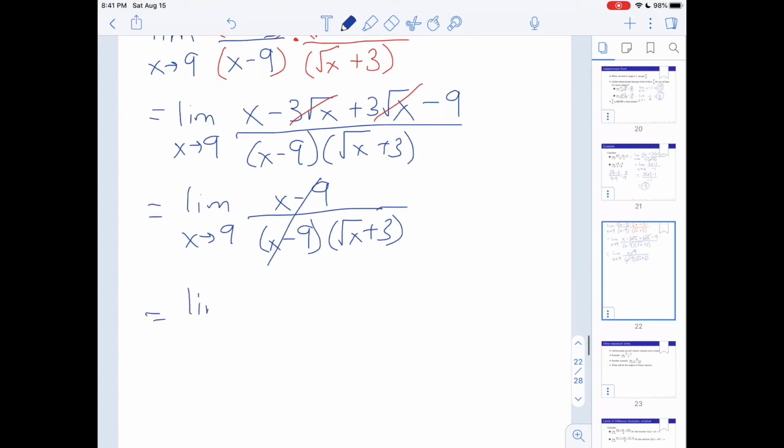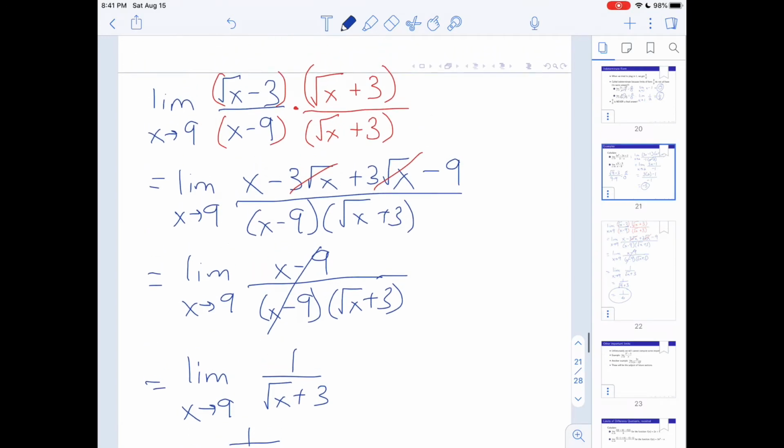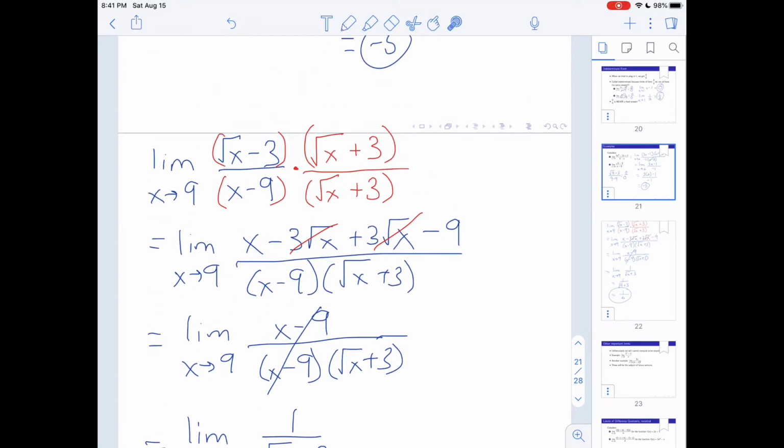Alright, so that gets me a limit as x approaches 9 of 1 over square root x plus 3. So that's just 1 over square root 9 plus 3. And that's the final answer of 1 over 6. So it's still ultimately a canceling problem. It's just that I had to do this little trick to start off with, where I rationalized the numerator of my function to get rid of that square root and get me to a place where I could cancel something.